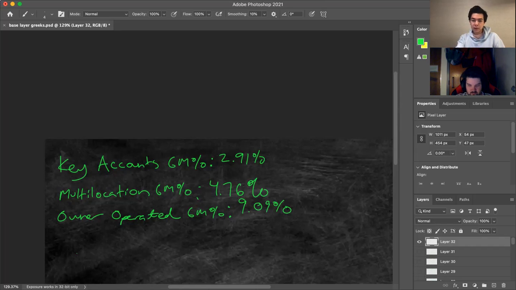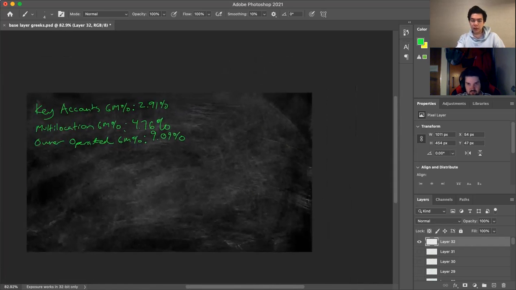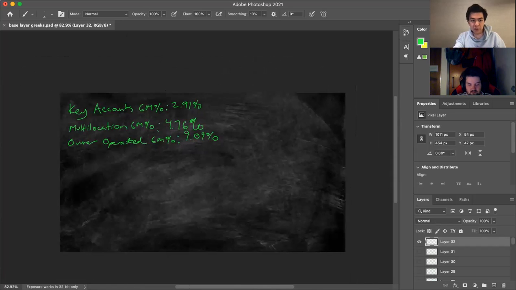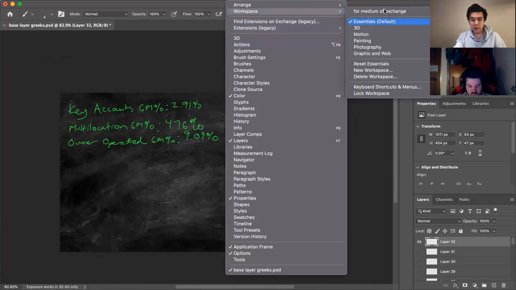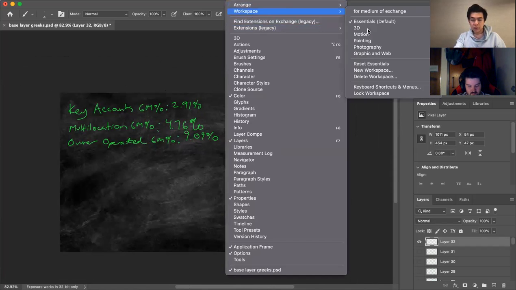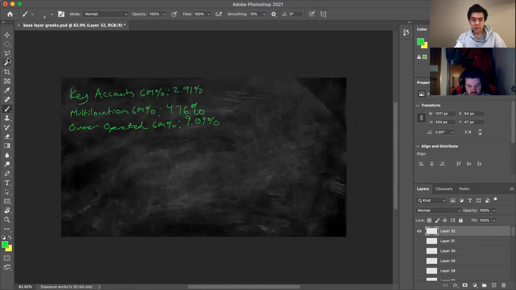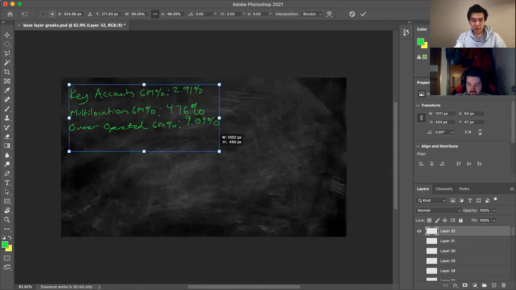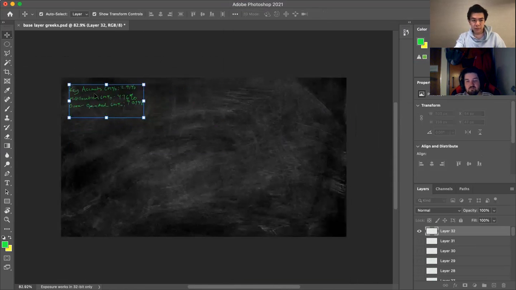Okay. So what we're going to do is I'm going to minimize this. Let me see. Windows, workspace, reset essentials. I'm going to minimize this in the corner. There we go. And get my pen out again.